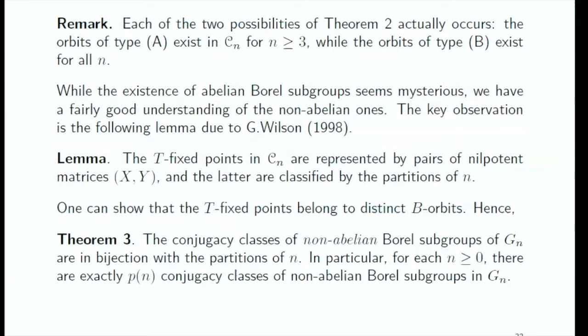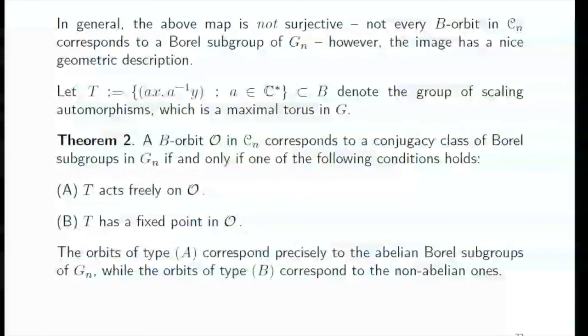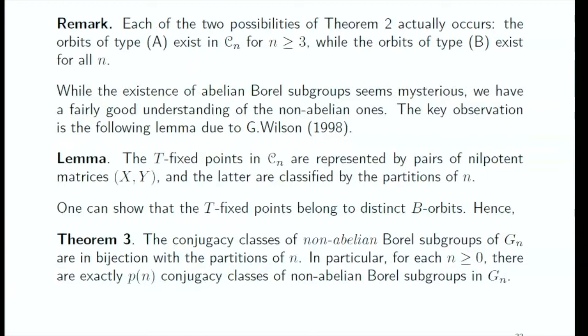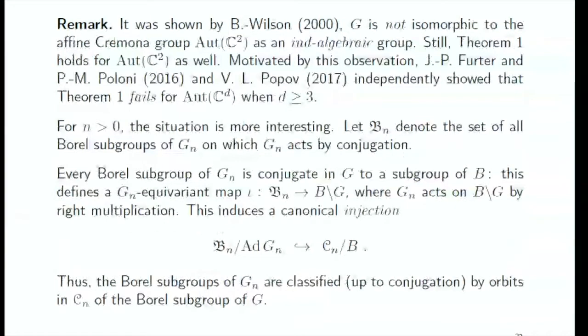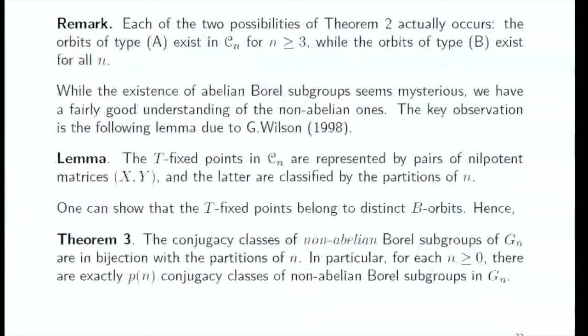So it's a kind of strange thing that we have abelian Borel subgroups, and we don't know much about them, except for the fact they do really occur if n is greater than 3. So if you look at 3x3 or higher matrices. But the orbits of type B, non-abelian, exist for all n. So I should say that these results are based on earlier work of George Wilson, who studied the spaces Cn quite closely.